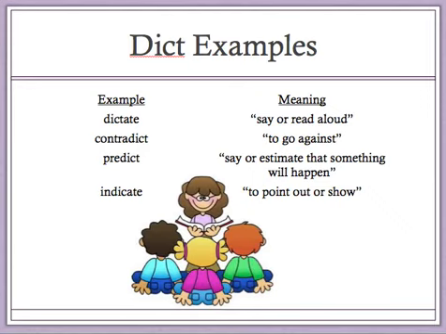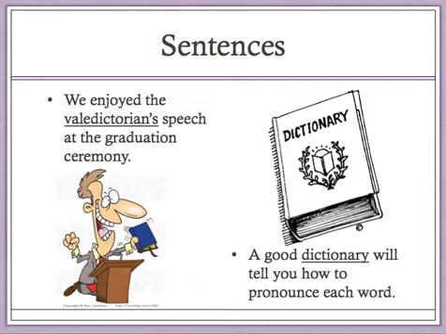A few examples: dictate, which means say or read aloud; contradict, which is to go against; predict, which is say or estimate that something will happen; and indicate, which is to point out or show. A few examples of DICT in a sentence: we enjoyed the valedictorian's speech at the graduation ceremony. And a good dictionary will tell you how to pronounce each word.